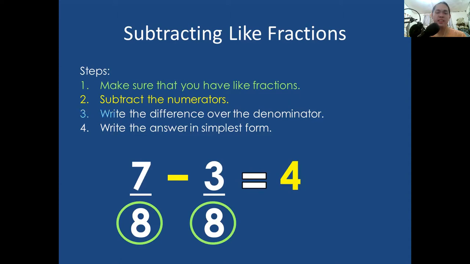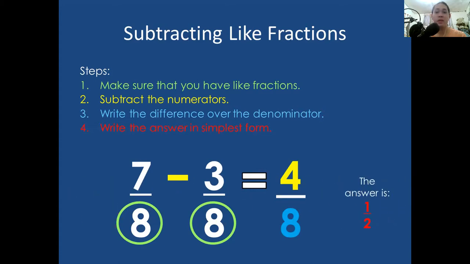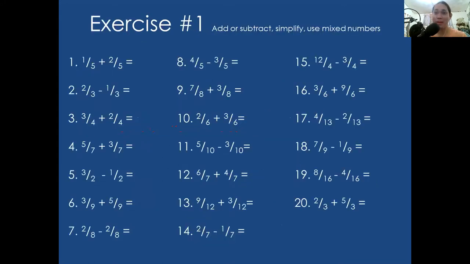Yes, exactly. Next step, number 3, write the difference over the denominator. So we have it over 8. So our answer can be written in simplest form as 1/2, since 4 over 8 can be divided by 4, both numerator and denominator, to reduce it in order to write it in simplest form, which is 1/2. Easy, right?